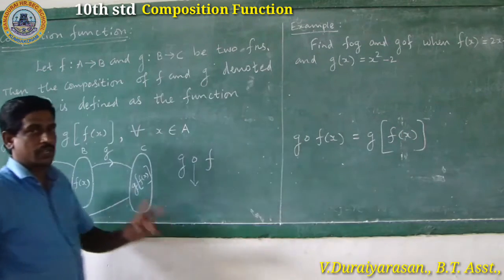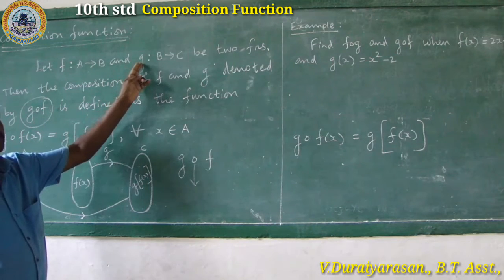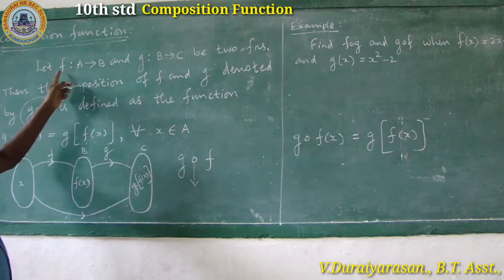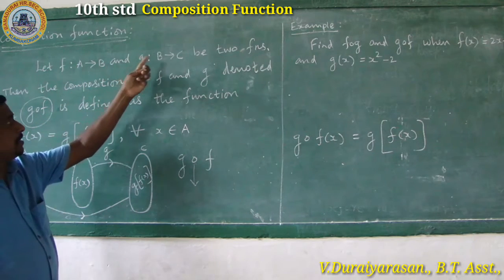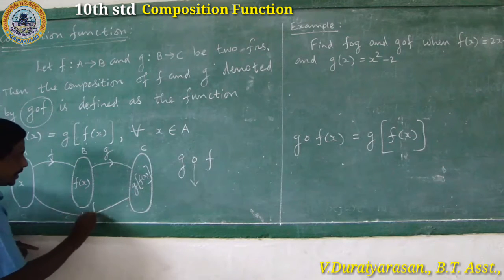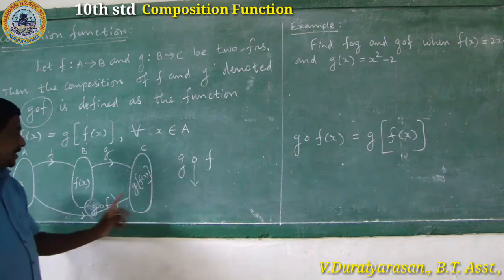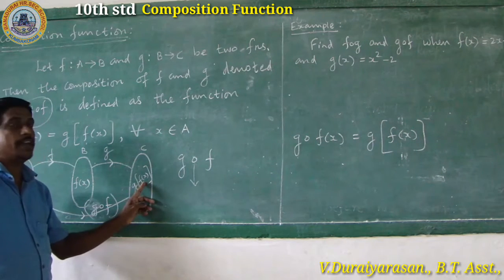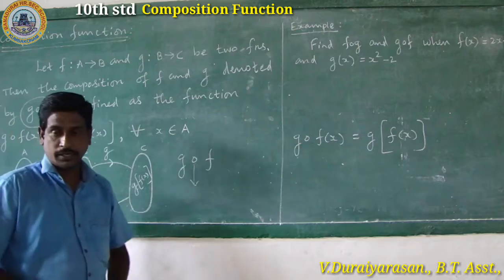Two functions: the first function is f, another function is g. The first function is from A to B, the other function g is from B to C. The composition of the two functions, g composite f, is denoted by g of f of x. This is the composition function.